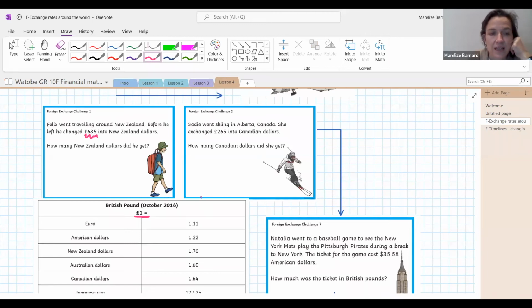So just to be clear, we've got £1, and that's our pound sign, is in New Zealand dollars 1,7. So if you exchange £1, you get 1.7 New Zealand dollars. Now, if you have £685, how many New Zealand dollars are you going to get? Put it in the chat if you think you know.